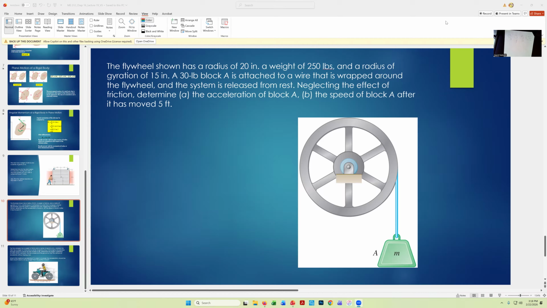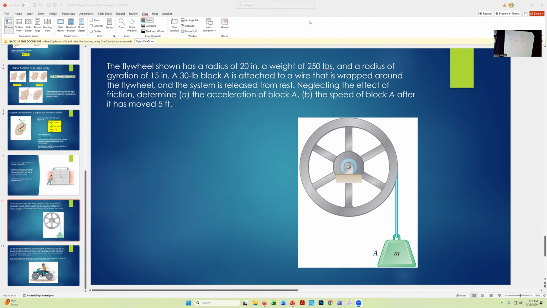Now you have a 30-pound block at A attached to a wire that is wrapped around the flywheel, and you release it from rest. So neglecting the effect of friction, determine the acceleration of the block and the speed of the block after it has moved 5 feet. So finding the velocity will be very easy. That's just basic kinematics. So let's find the acceleration, okay? Using the same thing we just talked about, right? So if you want to try it on your own, by all means do so. If you can understand it, you're that much better off.